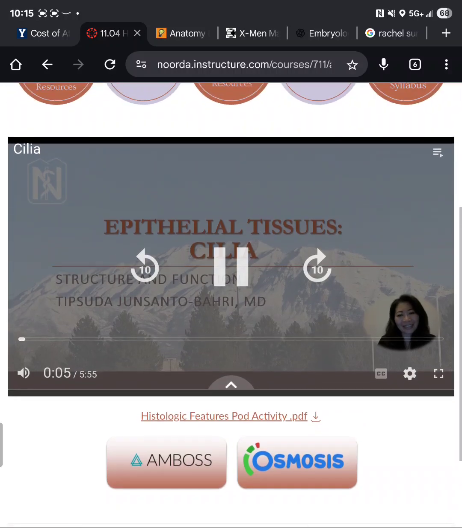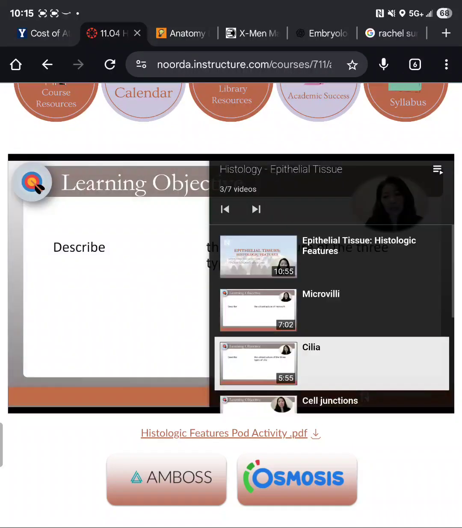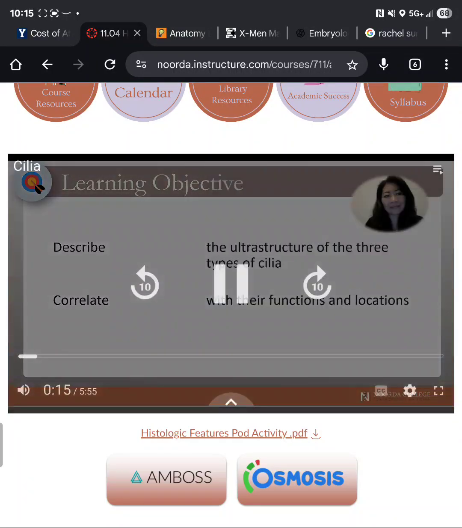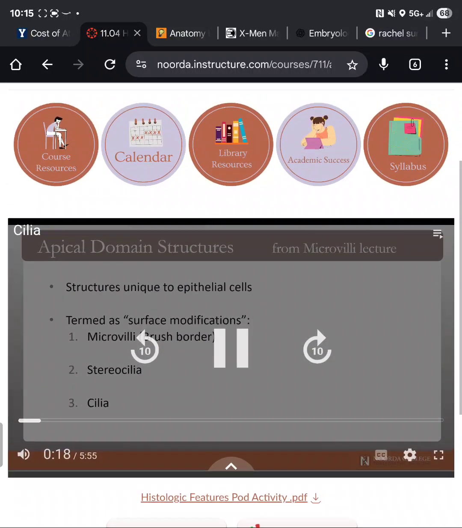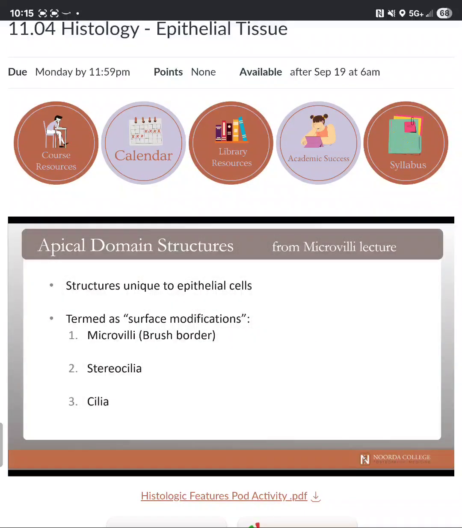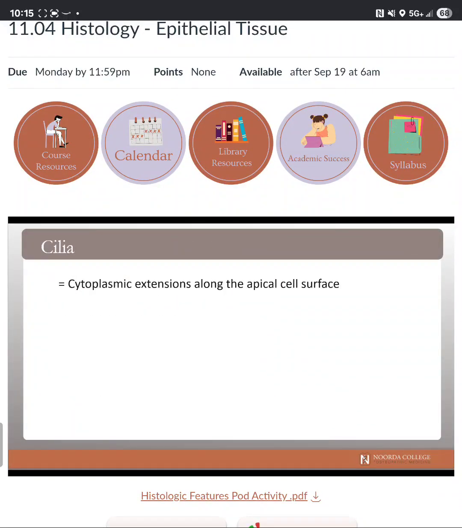We're going to talk about cilia. For the learning objectives, I want you to be able to describe the ultrastructure of the three types of cilia and correlate with their functions and locations. Now, in the previous lecture from the microvilli lecture, we talked about apical domain structures, and we had discussed microvilli and stereocilia. In this particular lecture, we're going to focus on cilia.